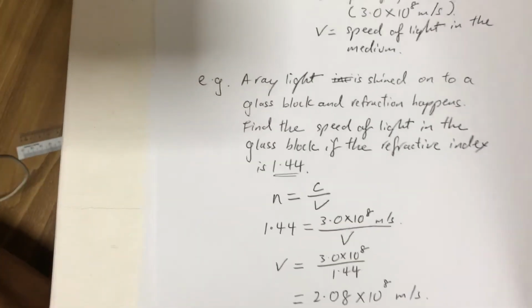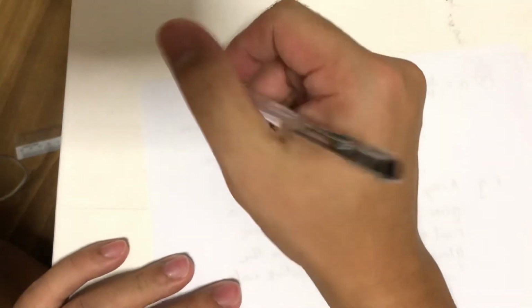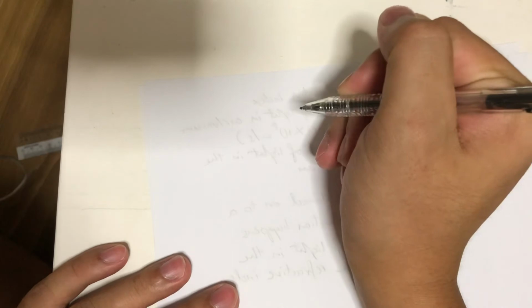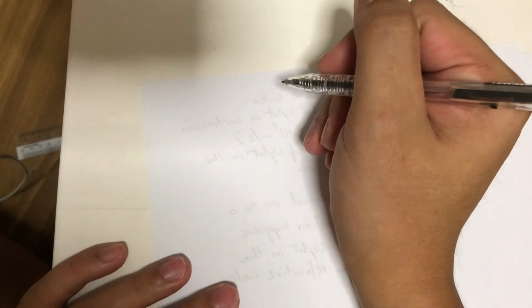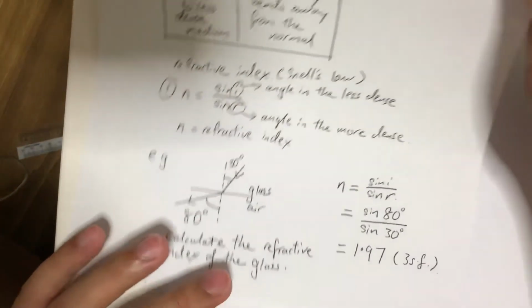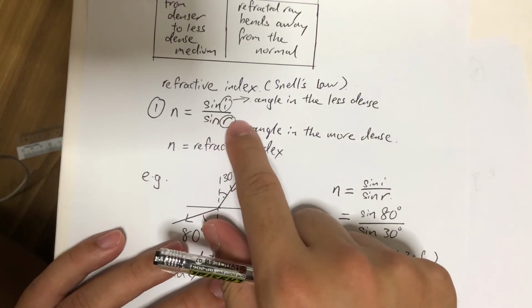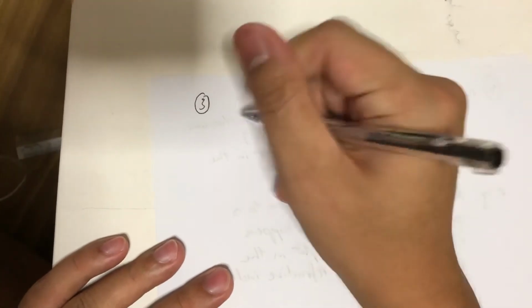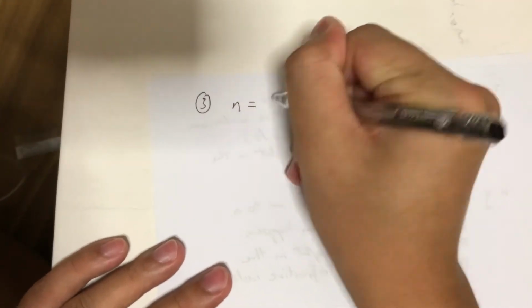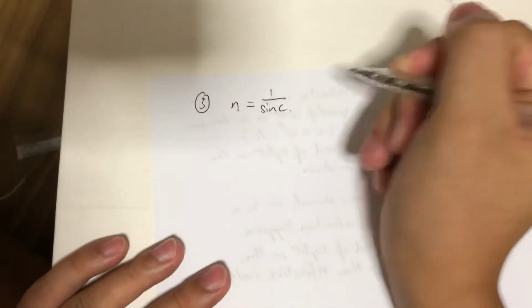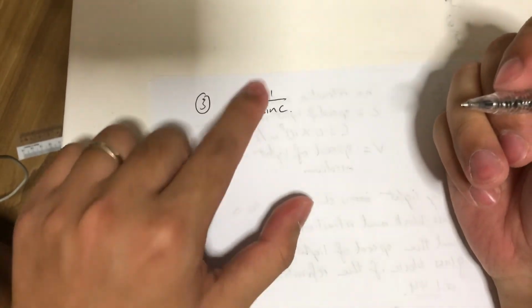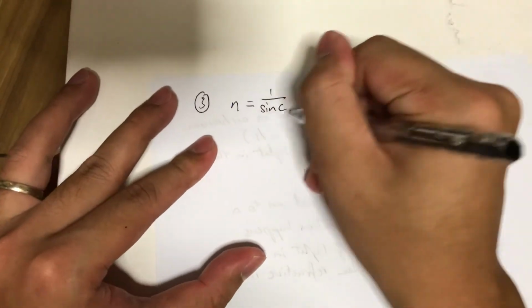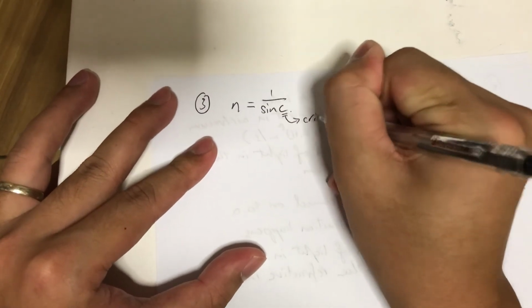But that's not all for total internal reflection. In fact, we have a formula that will help us calculate this critical angle. But this formula actually came from before, where we talked about Snell's law, n equals sine i over sine r. So what's the formula? I won't really call it a third different formula, but it's like this. n is equal to 1 over sine c, where c here represents the critical angle.